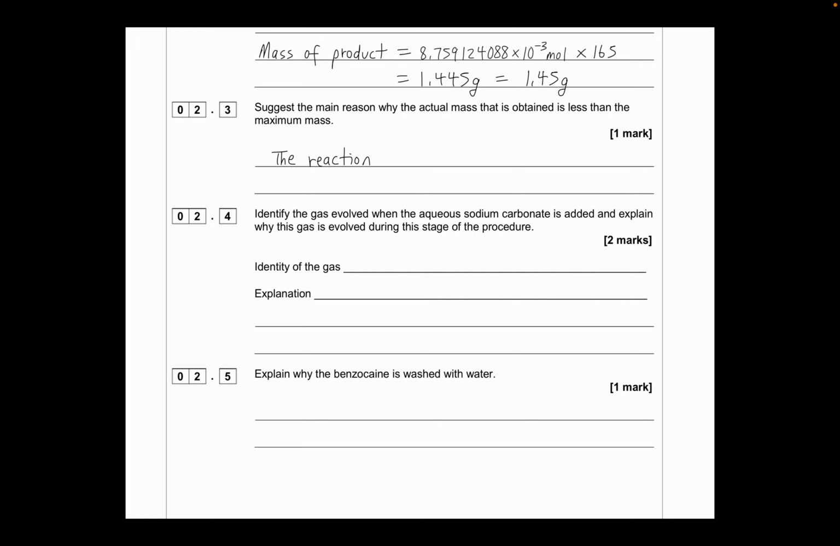meaning that the forward and backward reactions are equivalent to each other. That means the reaction is in equilibrium, by the way. The reaction is reversible, which means the reaction is in equilibrium. You can mention that as well. Okay, next question.